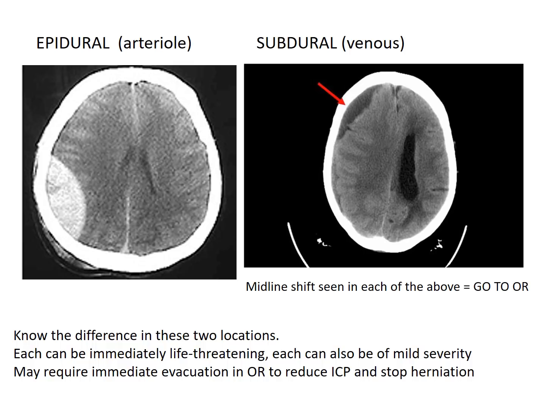So epidurals and subdural hematomas, both are equally dangerous. Both can lead to midline shifting, and both may require the individual going to the OR with the neurosurgeon for evacuation. So at least what you should know is the difference between the two locations, epidural versus subdural. Epidural above the dura, subdural below the dural covering.